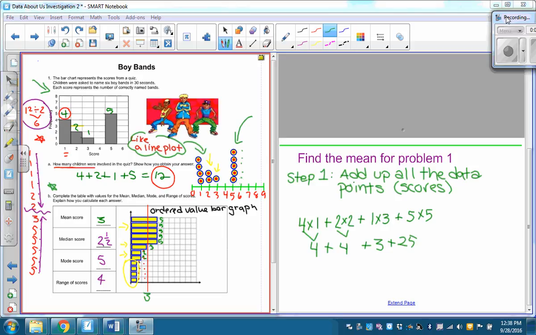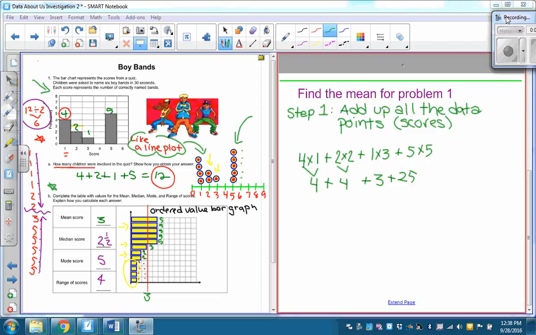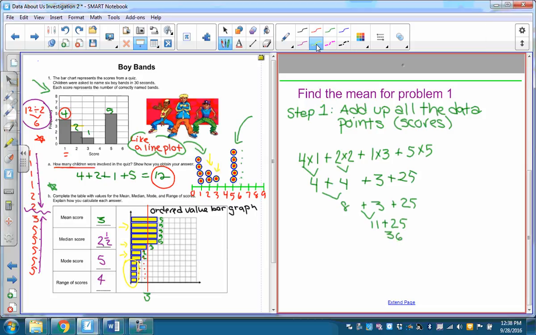You understand where I got all those numbers? So it's easier than writing them all out in a long string. We want to be smart about that. And when I add that up, this is 8 plus 3 plus 25. And that's 11 plus 25. And that's 36. So step 1 is to add up all the data points. We've just done step 1.